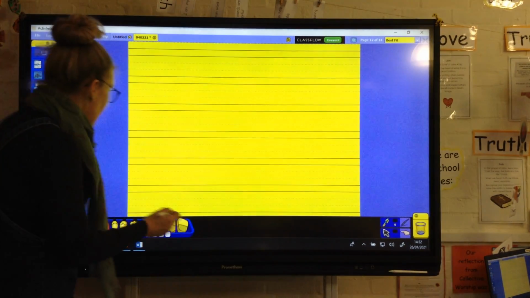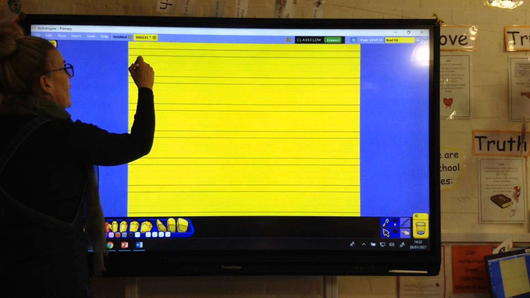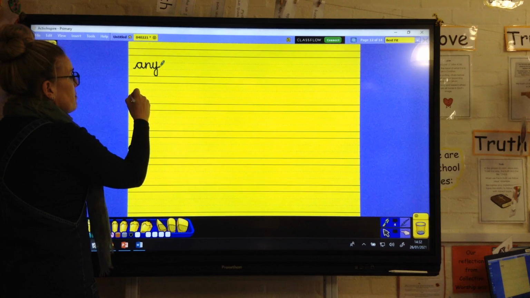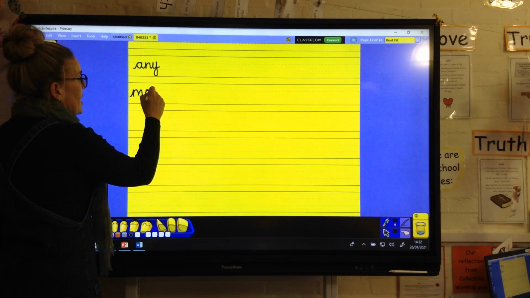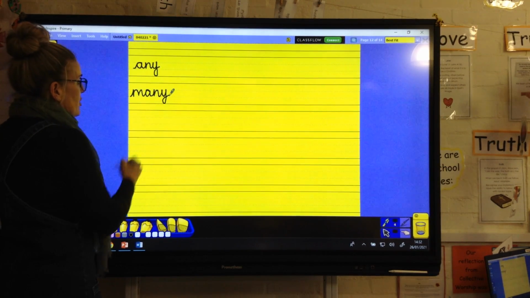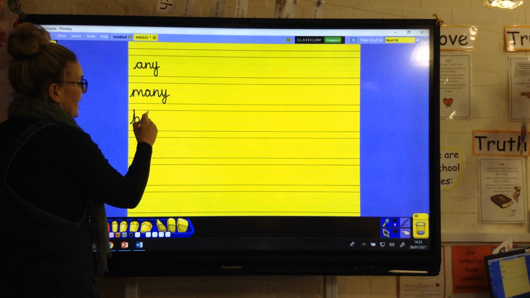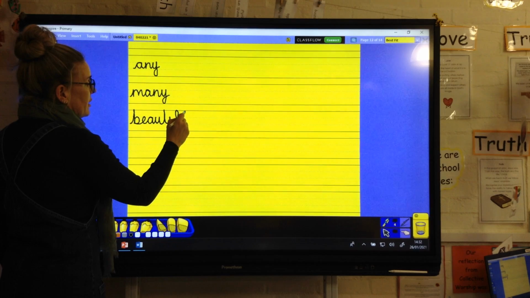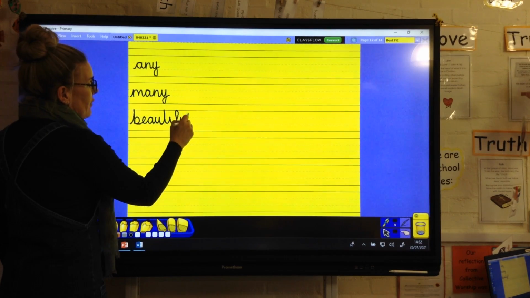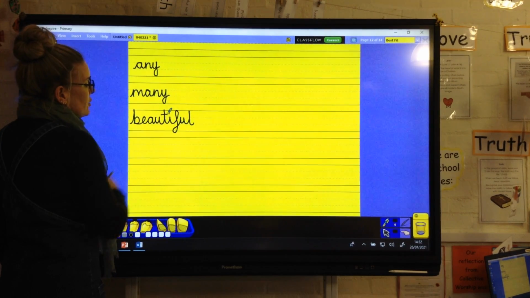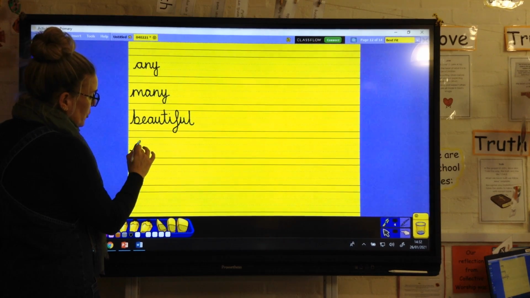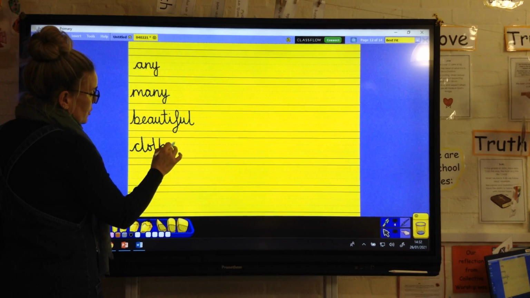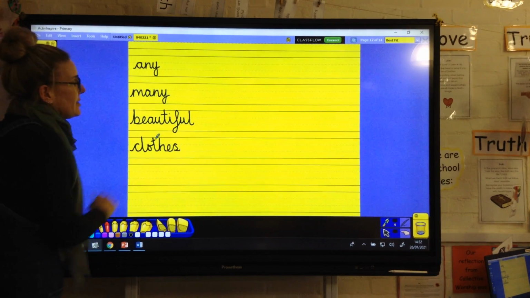We are going to go through our handwriting first of all. So we've got that word any, A-N-Y, then many, M-A-N-Y, then the word beautiful, tall B, E-A-U, tall T, short I, tall L and low F, U, tall L, dot and cross. Then we've got the word clothes, C-L-O, tall T, tall H, E and an S.